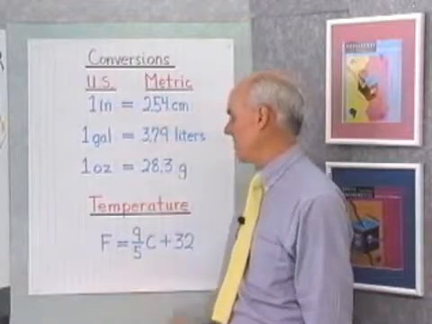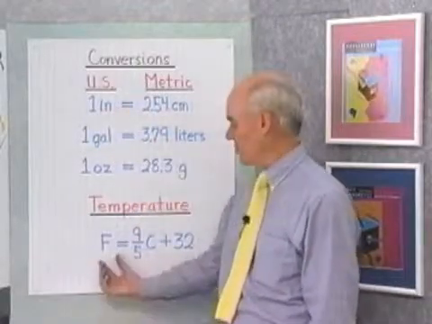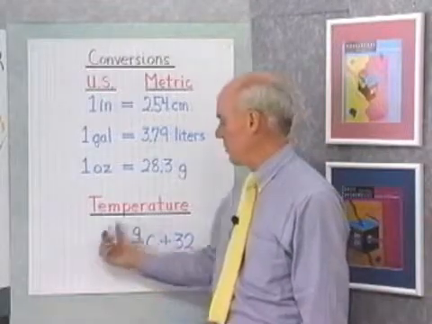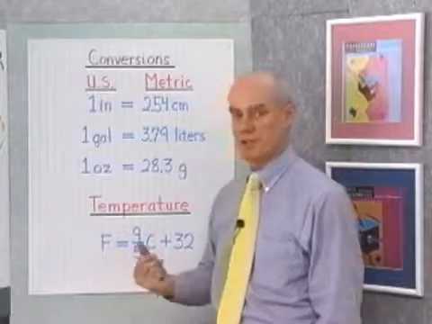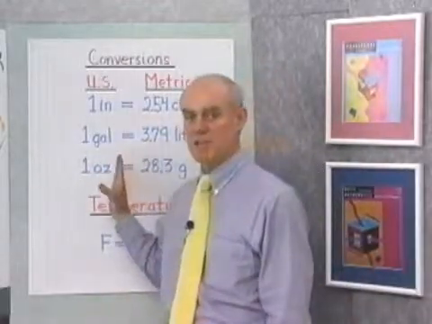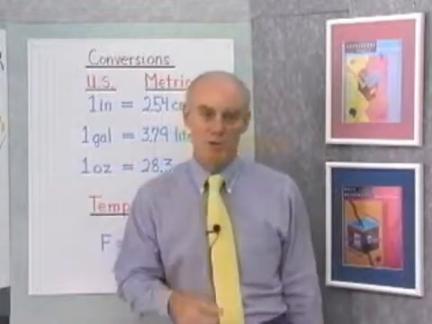Now we're also going to do a little bit with temperature, and you've seen this formula before. F equals 9/5 C plus 32. We've used that formula before when we did the section on formulas. But let's go to the board now and see if we can take these basic conversion factors and do some converting between the two systems.